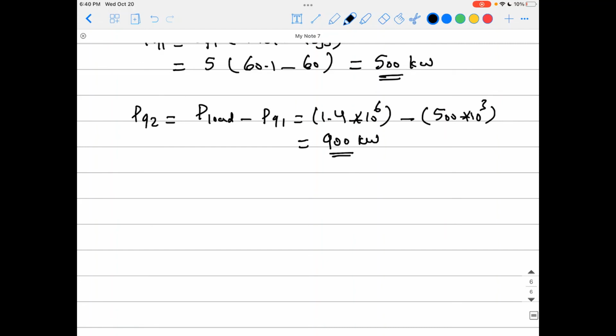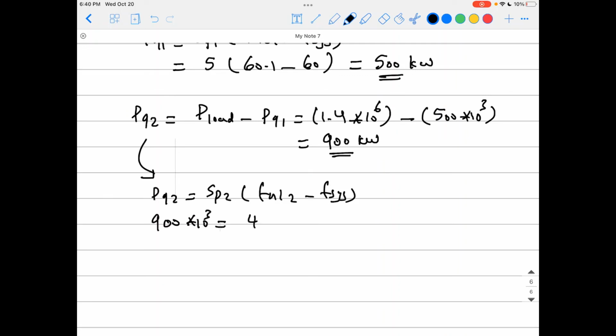And we can use this to find the no load frequency of generator 2. Why? Because you know that P generator 2 equals the slope of it, SP2, multiplied by F no load 2 minus F system. You know the P generator now, 900 times 10 to the power 3. SP2 equals 4 megawatts per hertz. That means 4 times 10 to the power 6, multiplied by F no load 2, which is not known here, minus the system frequency, which was 60 hertz.